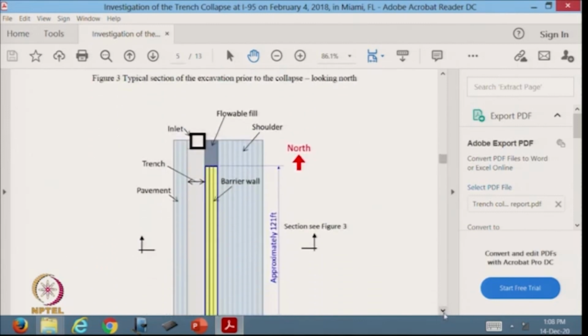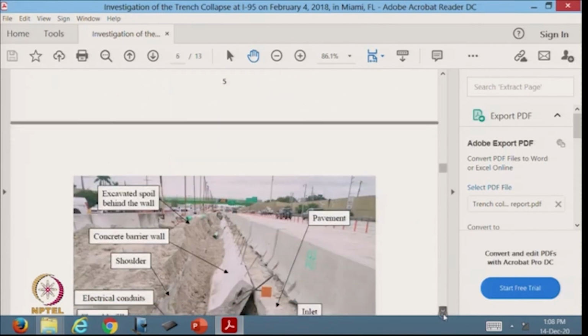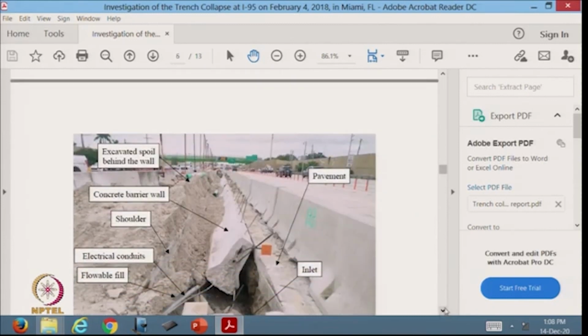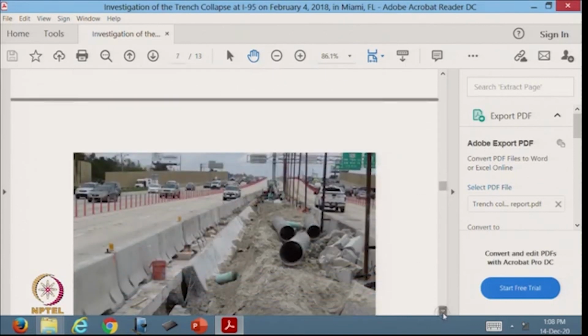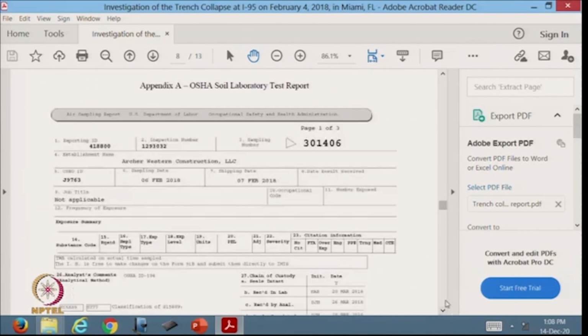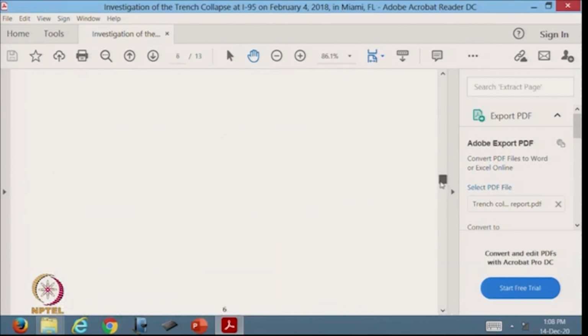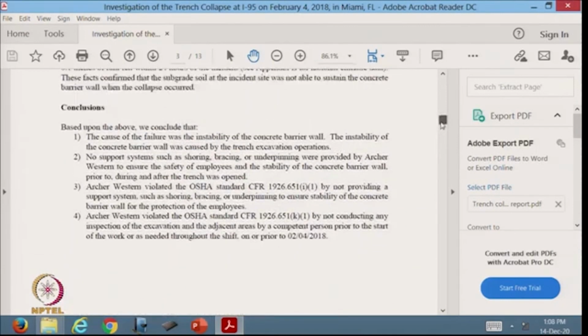This is again another plan view. Okay. So this concrete barrier wall just collapsed. These are the other pictures. Okay. So a lot of investigation happened as to why this collapse happened.